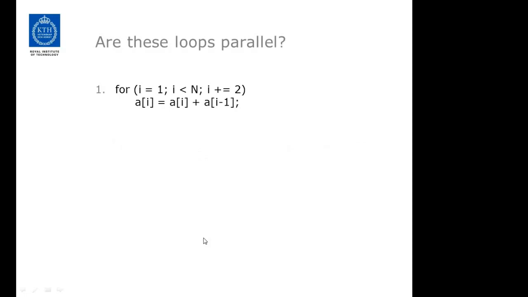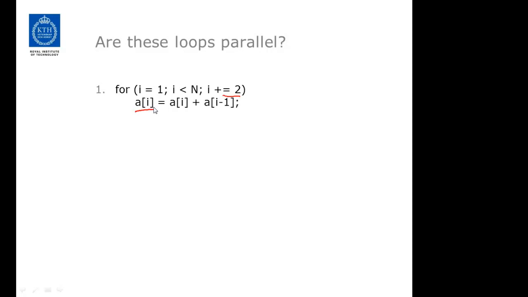Here's the first example. It's a loop that goes from I equals 1 to n minus 1. It goes in steps of 2, so I is updated by 2 every step. Okay, first rule: are the stores going to array elements? Yes. Are they updated by at most one iteration? Yes. These are the first two criteria.